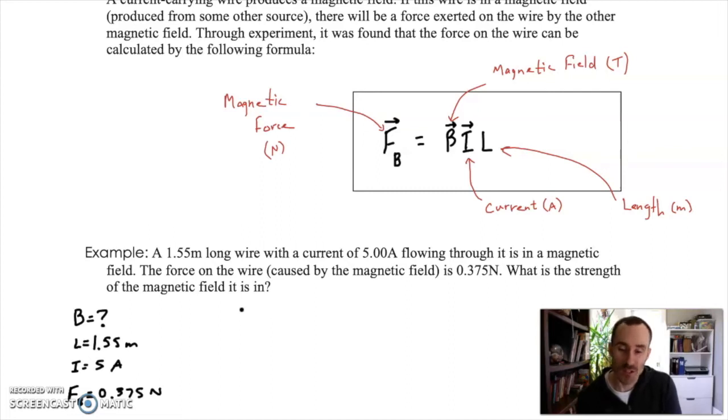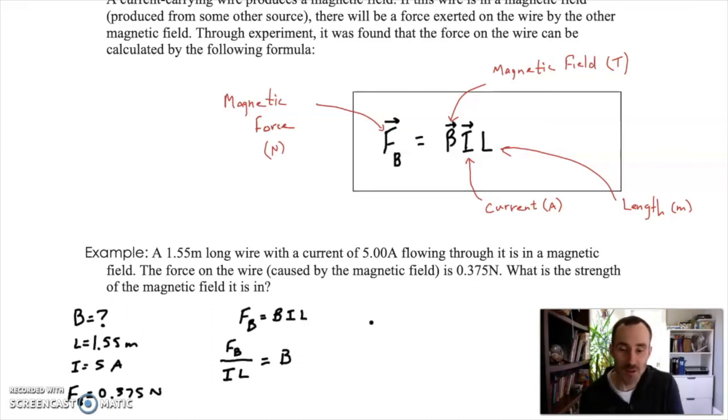Okay, and so this is just an algebra question, really. You know that the formula we just talked about is FB equals BIL. We are going to plug in numbers and rearrange things. I'm going to rearrange it first and then plug in the numbers because that's what we've been doing. So if I'm looking for the B, it's multiplied to the I and the L, and so I need to divide by I and L in order to get the B by itself. And so I end up with FB divided by IL is equal to the magnetic field.